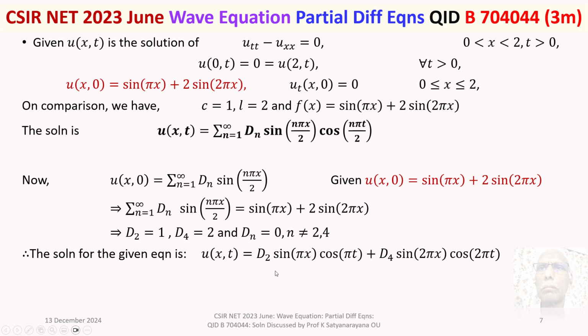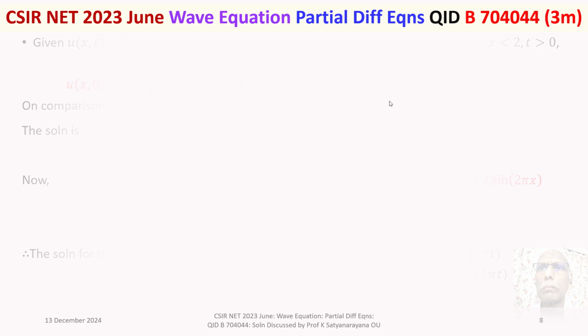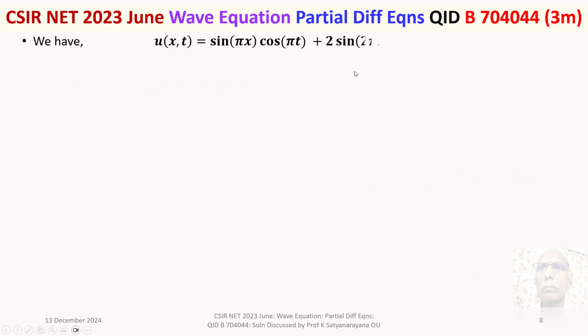Now you just take this and verify the conditions given in the options. So d2 is 1 we have substituted, d4 is 2 we have substituted. Thus you got u(x,t) is equal to sin pi x into cos pi t plus 2 sin 2 pi x into cos 2 pi t. Right. We go to the next slide for the options. We have that solution with us.